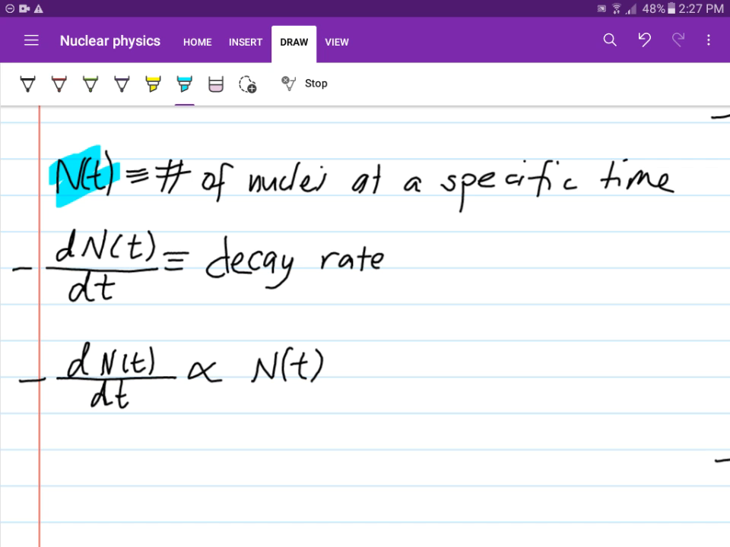So we take the time derivative of N of t to represent the decay rate, and to represent an exponential decay, we set the slope to be proportional to the amount of nuclei at any time. So the slope changes. The slope is proportional to the amount at any specific time.